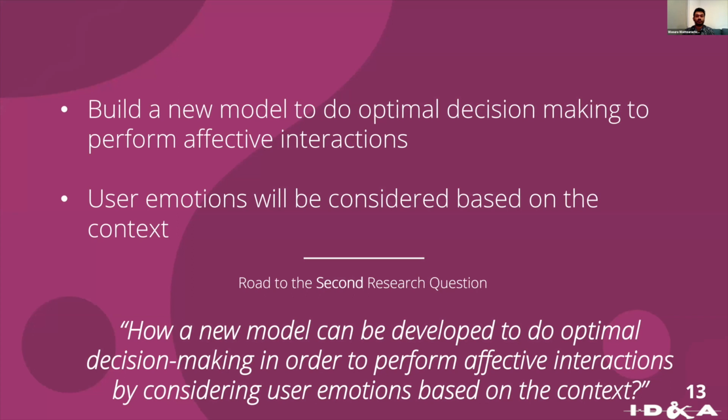This paves the way to the second research question, which is how a new model can be developed to do optimal decision making in order to perform effective interactions by considering user emotions and the context.